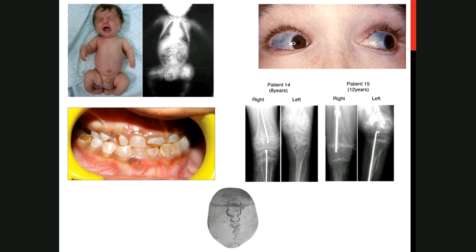So again, this just demonstrates some of the features that we would see in a child with OI. You can see the blue sclera, dentinogenesis imperfecta. The top left is a child with type 3 osteogenesis imperfecta, and you can see, despite the young age of this child, there are already obvious bony abnormalities. Picture of the knee here, in a child with severe osteogenesis imperfecta who has popcorn calcifications, which essentially happen because of disruptions at the growth plate.